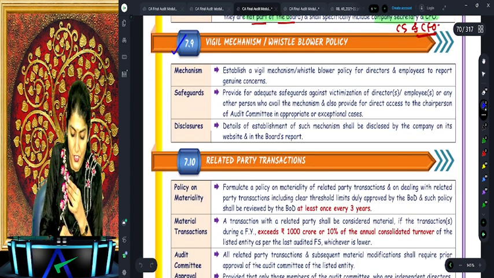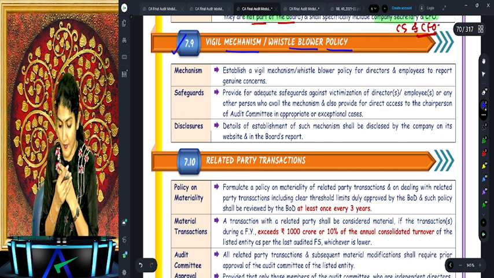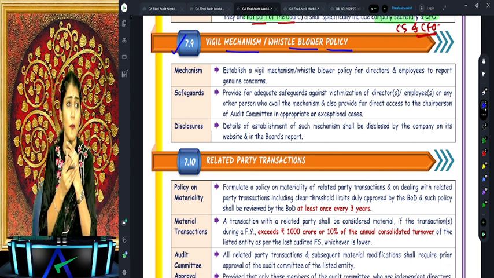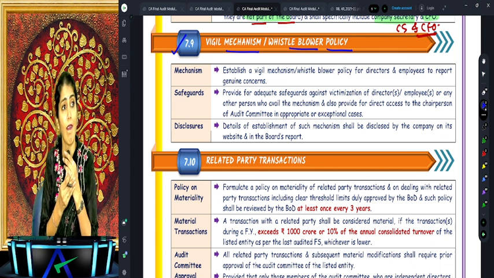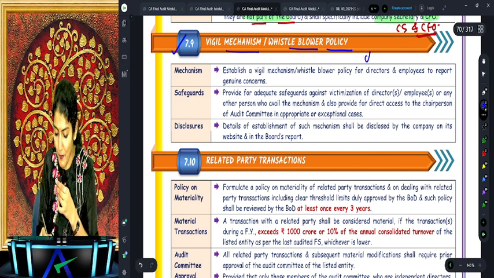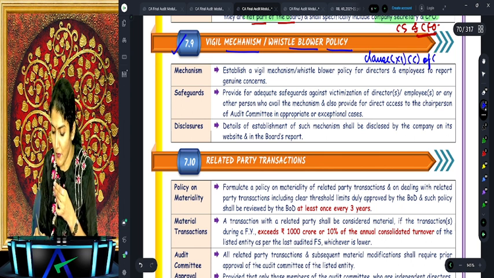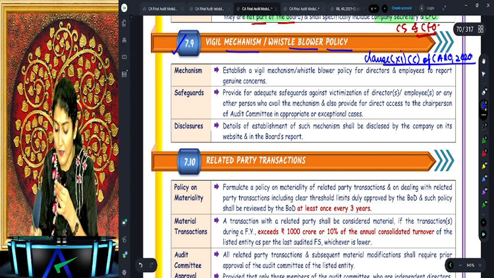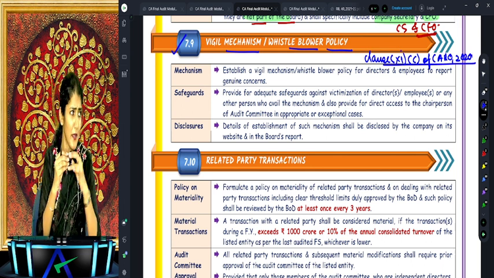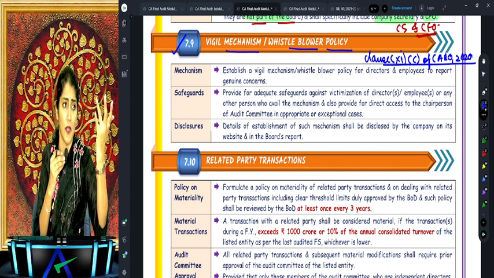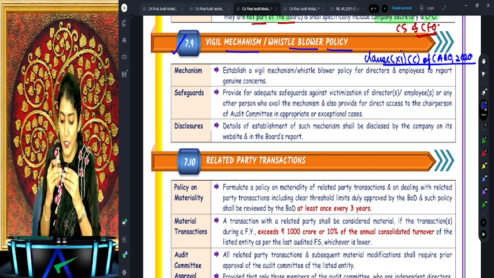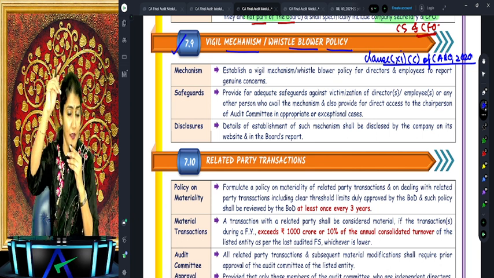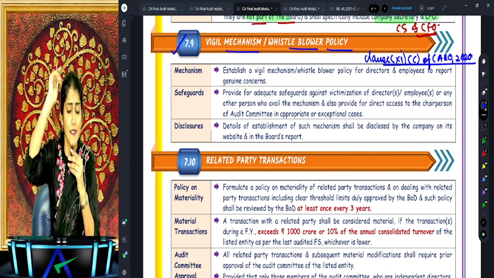Now coming to the vigil mechanism, that is the whistleblower policy, where it was there in CARO 2020 clause 11(c) of CARO 2020, whether the auditor has considered the whistleblower complaints received by the company during the year. Whether the auditor has considered the whistleblower complaint. So one, what does it say? The company should be having, company means listed entity. Here I am only talking about the listed entity. So what does it say?